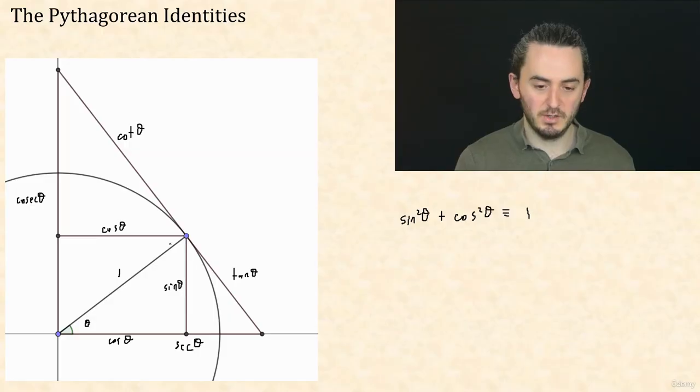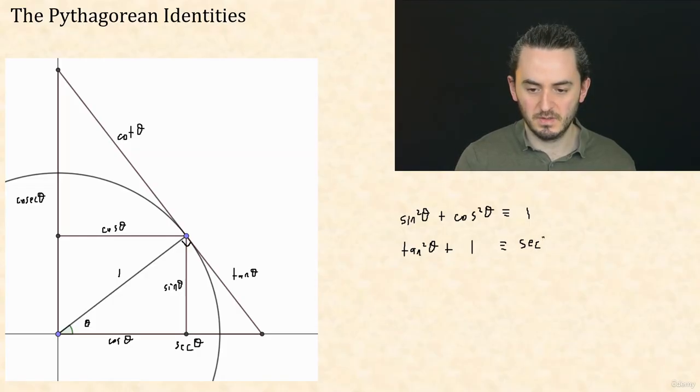For the next one, we're going to look at this right angle triangle. Okay, so we've got a right angle here because it's where a tangent meets a radius. And if I look at the three sides of that triangle, I've got 1, tan theta, and sec theta. So what that means is that this side squared, so tan squared theta, plus this side squared, which is 1, is identical to this side squared, which is sec squared theta.